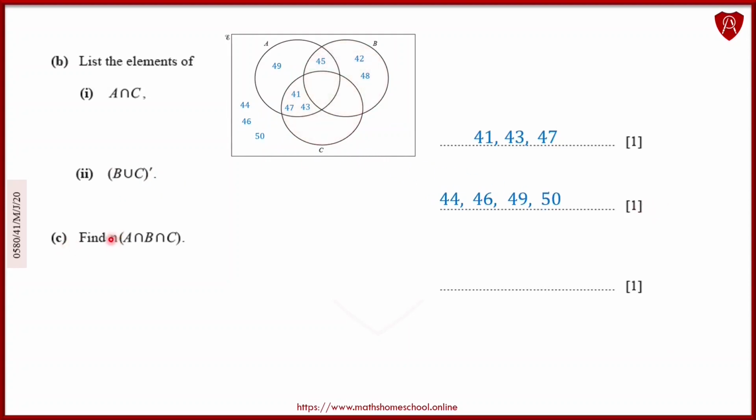Find the number of elements of this set A intersection B intersection C. The overlap of the three sets, this shaded region here. It is an empty set, so the number of elements is 0.